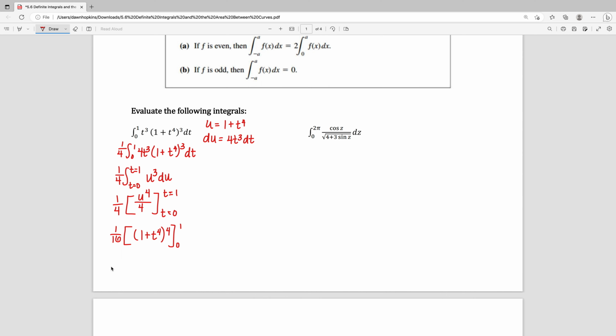When t equals 1, t to the fourth will also be 1. 1 plus 1 is 2. And then 2 to the fourth power is 16. Now, I'm going to plug in 0 for t. 0 to the fourth is still 0, so I have 1 plus 0 inside the parentheses. That's 1. 1 to the fourth power is still 1. 16 minus 1 is 15, so I get 15/16.